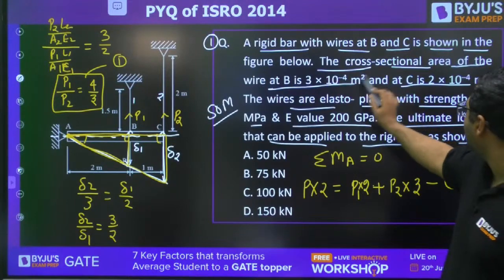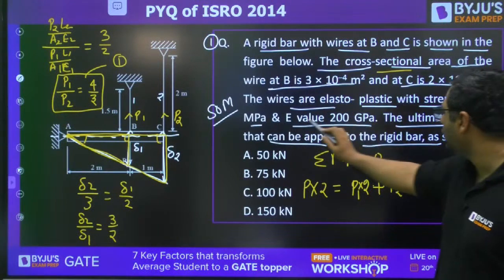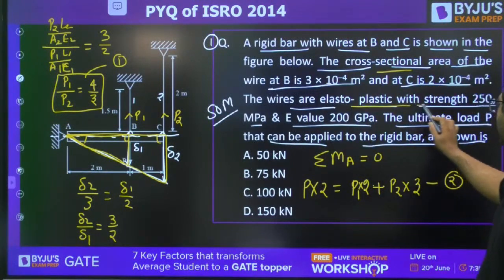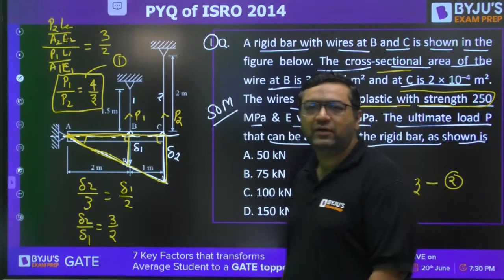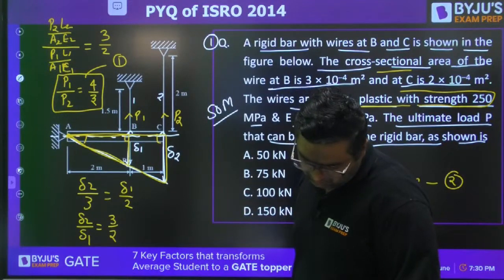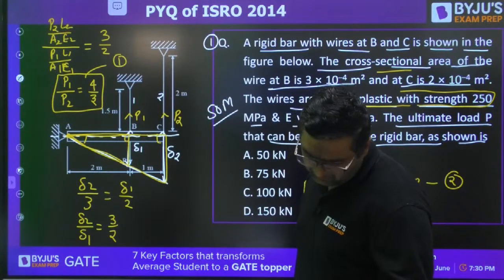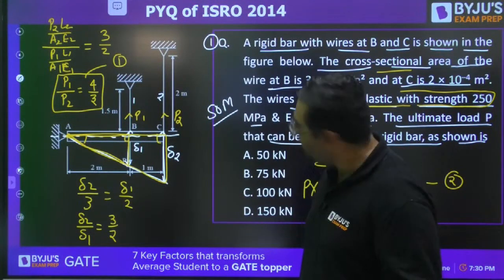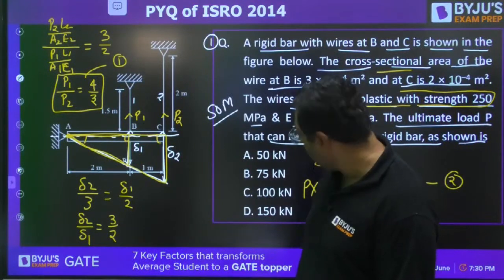They have also given that the cross-section area is this, and they have also mentioned 250 MPa. The wires are elastoplastic with the strength of 250 MPa. So they have given you the strength. Okay, Pajal, what are you saying? The answer is C. Let me check it. The answer is coming out to be not C actually. For C you are getting 100 kilonewton.